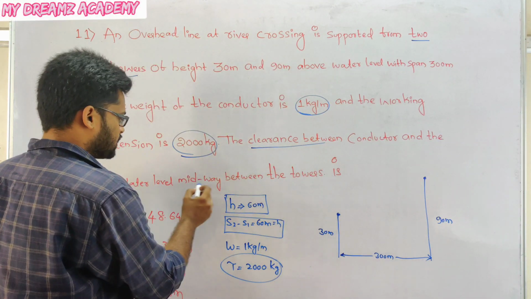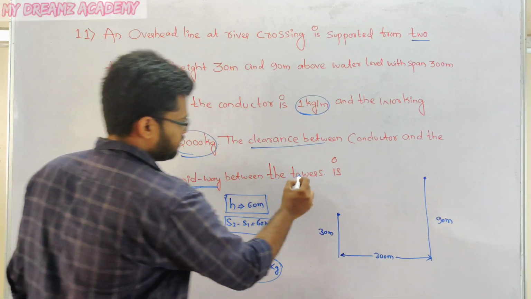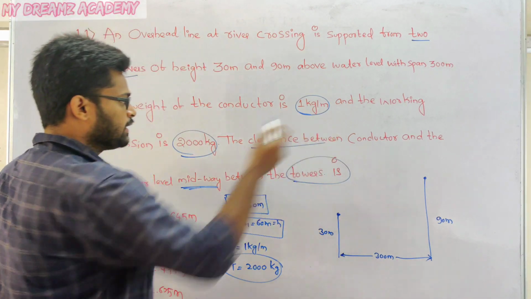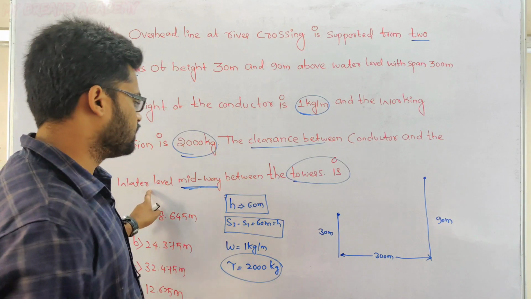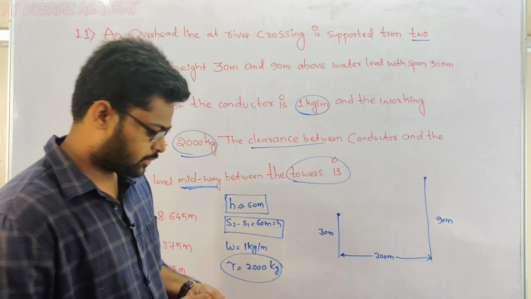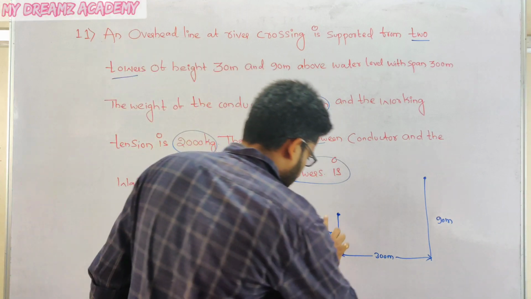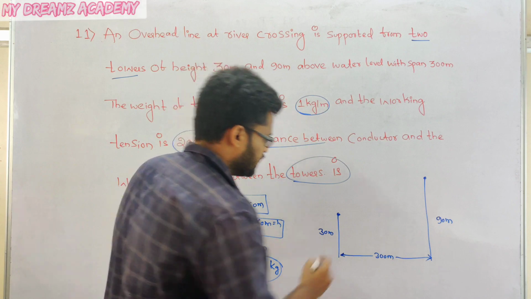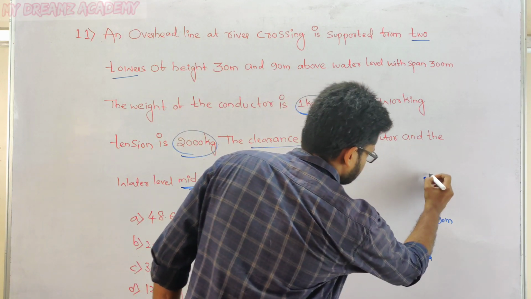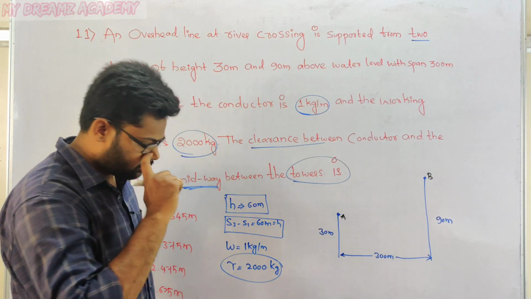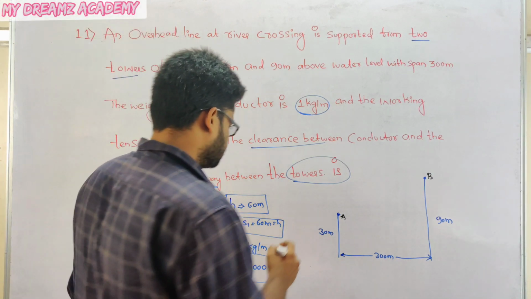The clearance between conductor and the water level midway between the towers is. Okay, we need to find the clearance between the conductor and the water level midway between the towers. The height of this one is 30, the height of this one is 90. Let us consider this is A, this is B.